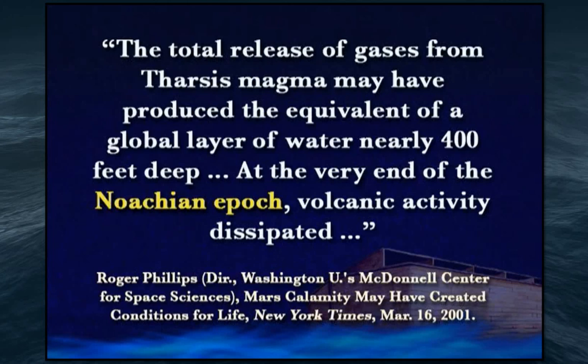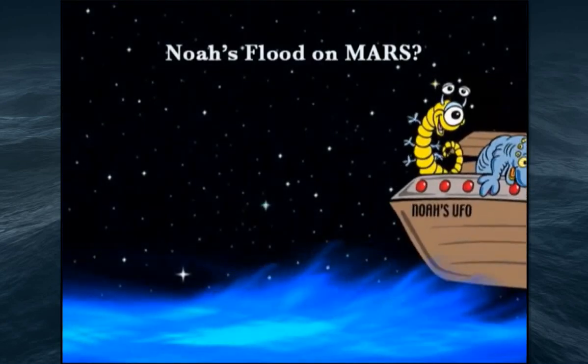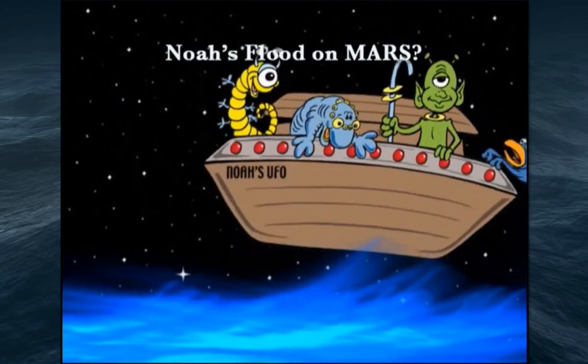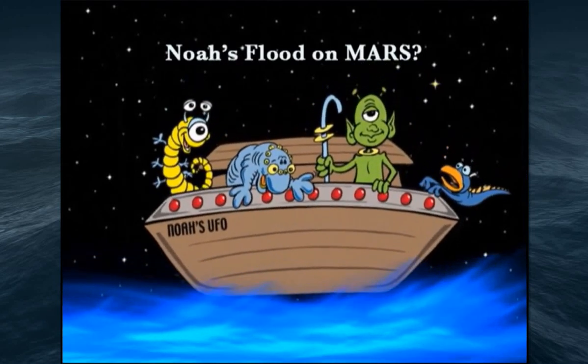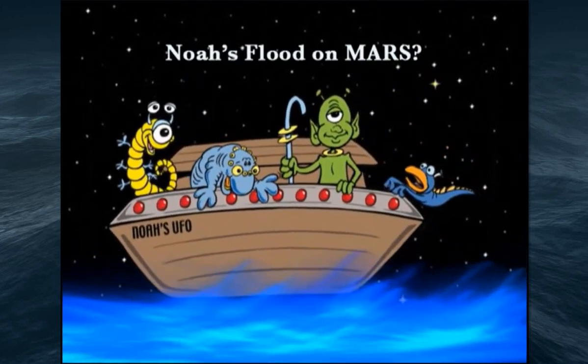"The total release of gases from Tharsis Montes may have produced the equivalent of a global layer of water nearly 400 feet deep at the very end of the Noachian epoch." They even used Noah's name. Volcanic activity dissipated. Now, was Noah's flood on Mars? They have the flood on the wrong planet, right?